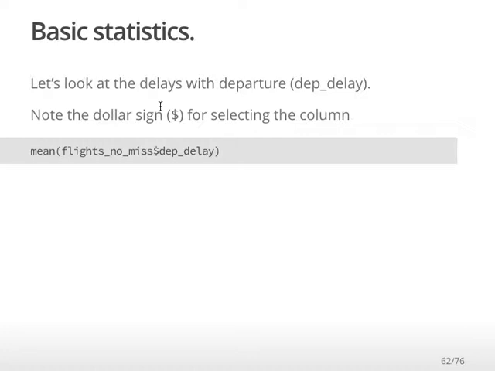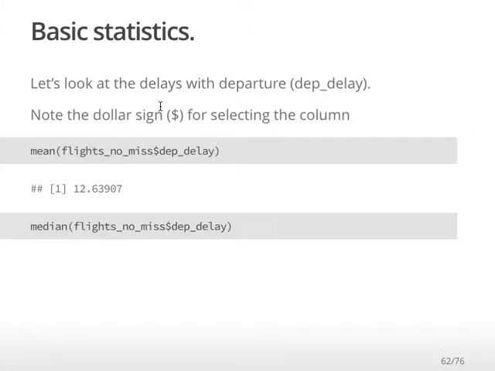So you can see that this is our database, and we use the dollar sign to call the variable in that database. So this will call departure delay, and this will calculate the mean. This is 12 minutes, because everything is expressed in minutes. So on average, of those 300,000 flights or so, they depart 12 minutes late.